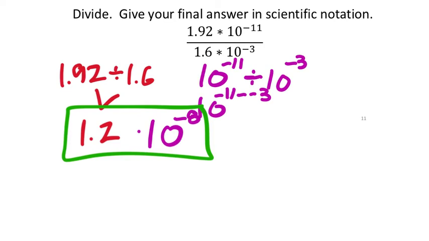But again, if you're going to use the calculator, like I would like to, I'm going to use the n over d button to show it is a fraction. 1.92 times 10 to the power of negative 11. Then I go to my denominator, 1.6 times 10 to the power of negative 3. Enter. What do you know? Gave me the exact same value, which I think is pretty cool.